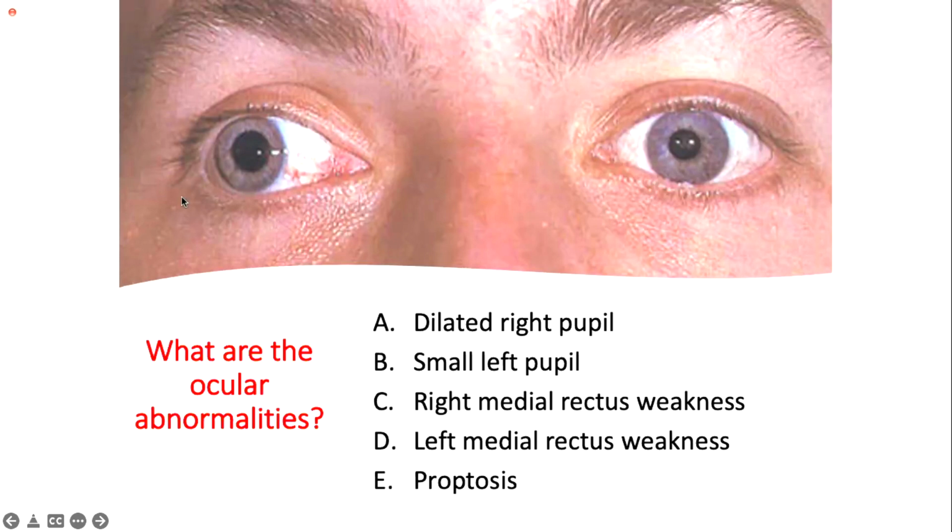Ten seconds more. I've given you 1.5 minutes, not 1 minute. Multiple choice. Okay.